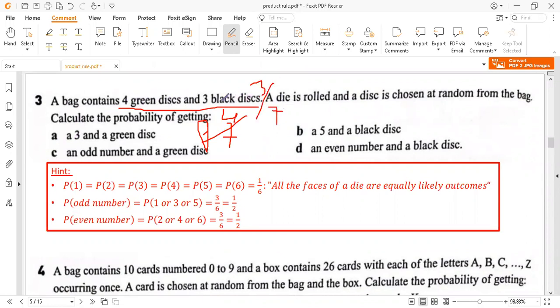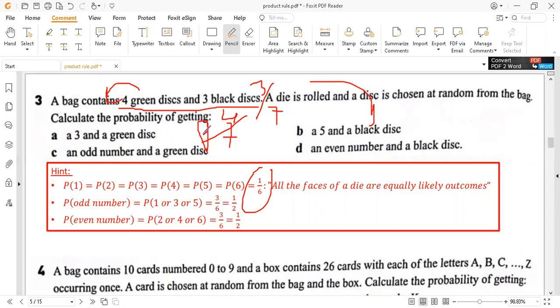A die is rolled. Normally, the selection of discs and rolling a die are totally different events. So normally we can use the product rule as we saw before. Okay, a die is rolled and a disc is chosen. So normally we know that the probability of obtaining each face is equally likely, equal to 1/6.